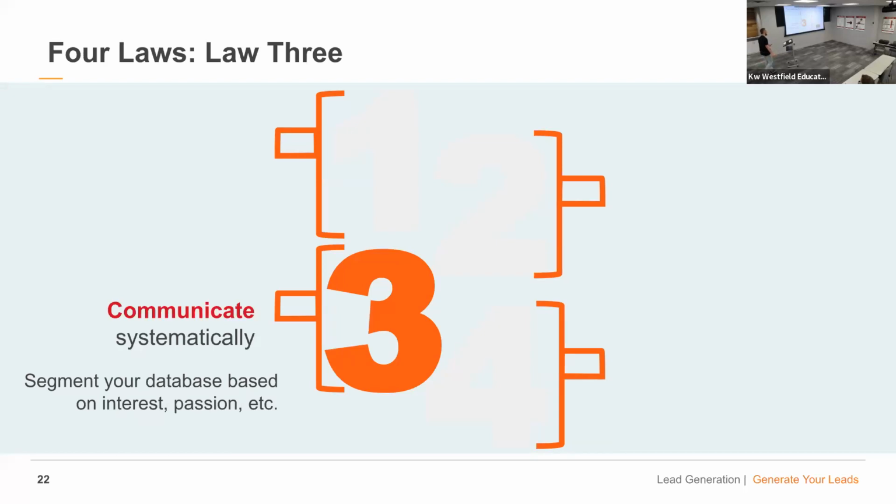So again, law 3, communicate systematically. I'd also add that in general, it means communicate systematically, not sporadically. When you're looking at your database, you don't want to just pop in occasionally and hammer out a few calls for fun and then move on. You want to know that over the course of a year, there's an actual actionable plan or rules of engagement for your people that's going to get you the rewards or outcomes you're looking for. Does that make sense?